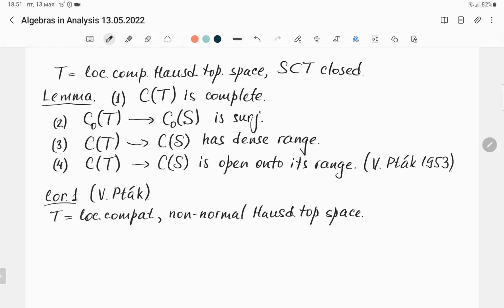Concrete examples of such spaces are quite exotic, but they can easily be found, for example, in the well-known book by Engelking or in the original paper by Ptak. Since T is not normal, we can always find a closed subset S of T such that the restriction map from C of T to C of S is not surjective.